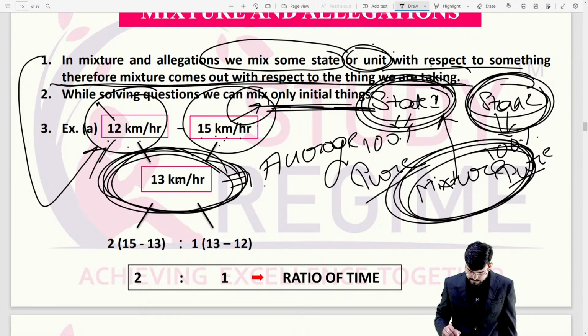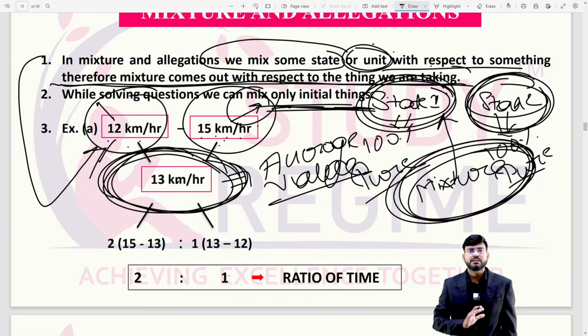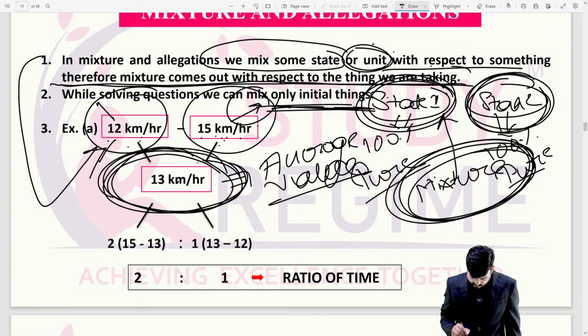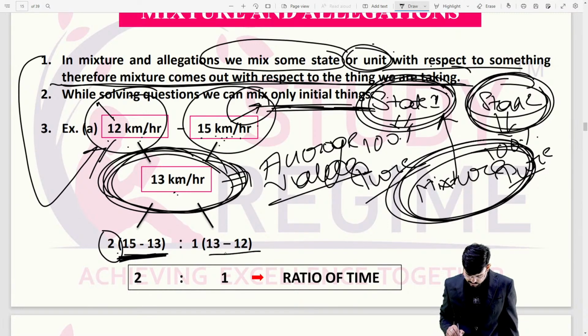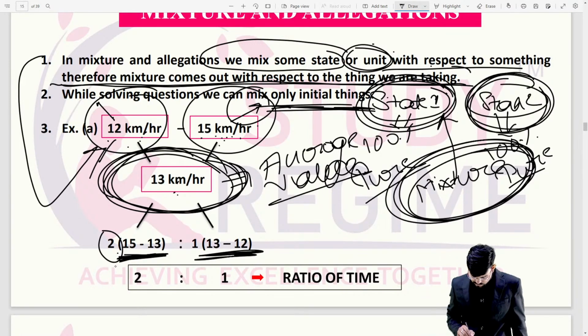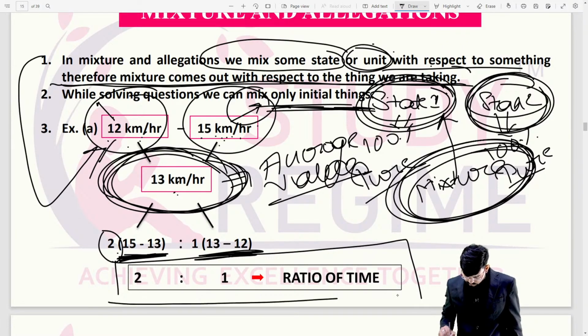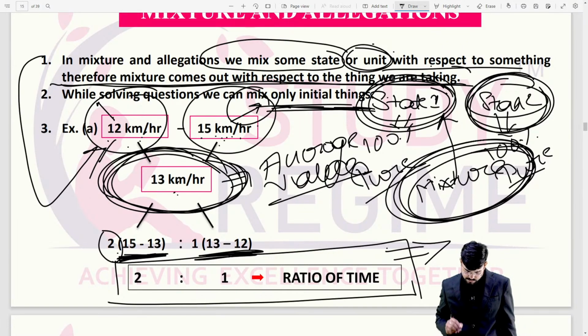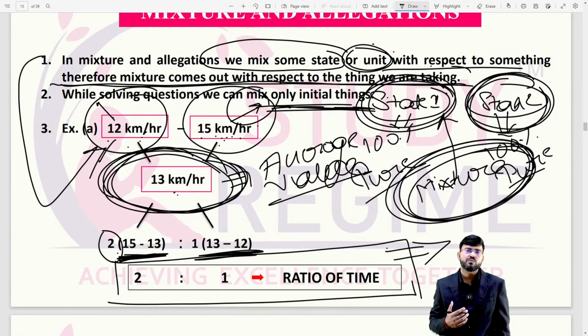This is the average value. Now, what you have to do? Just simply subtract the values. You have to subtract 13 from 15. I have written there. You will get 2. And you have to subtract 12 from 13. You will get 1. Now, what is the ratio? The ratio is 2:1.